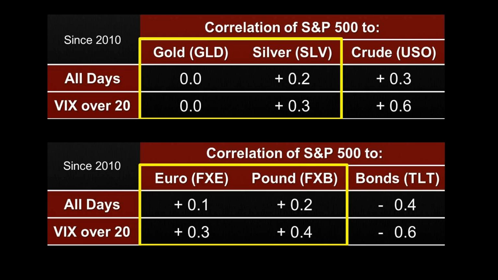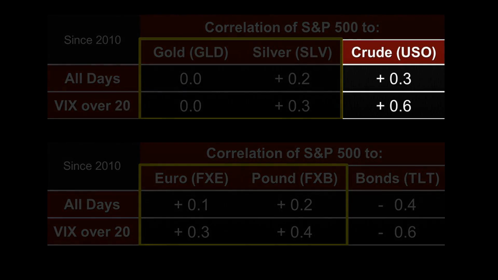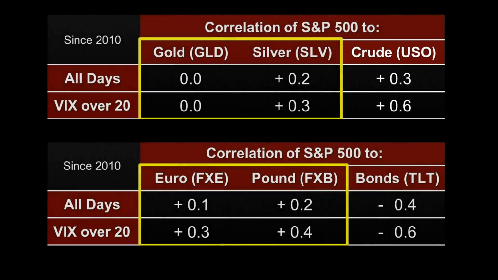For example, as you can see on crude oil, which is USO, when the VIX is low or things are calmer, there is not as much correlation, just 0.3. But when things start to get more movement in the SPY, like for example right now, then the correlation goes over 0.6. So be mindful when you have trades in those markets.